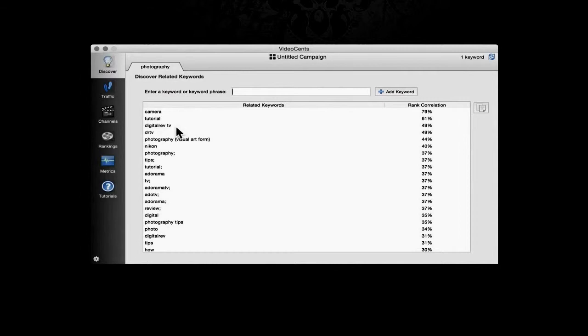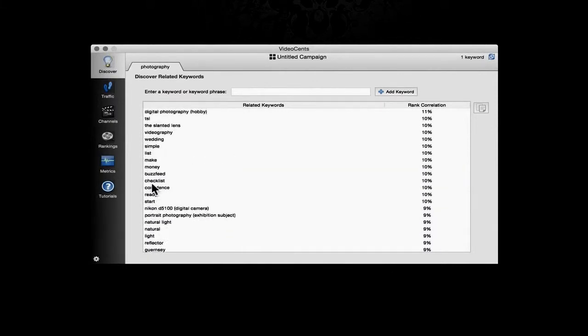Basically what the Discover tab does is it gives you other types of keywords that you would want to make sure you integrated into your videos to make sure that you got that traffic. But here's the thing. You would think that you would want to pick from all these top ones, at least the top 10 or 20, but here's what I find.